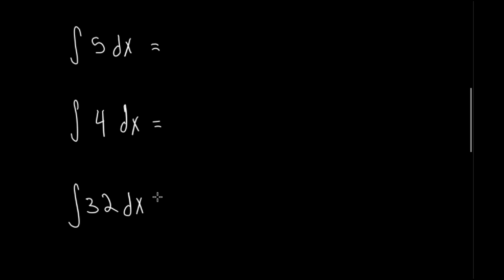More practice with constants. So the integral of 5 dx, 4 dx, and 32 dx. As previously mentioned, we can imagine that there's an x to the power of 0 attached to all of these. We simply can look at these and know right away that when we apply the anti-power rule to the invisible x to the power of 0, it's just going to give us the constant times x. So we can know right away that this is 5x, 4x, 32x, right?